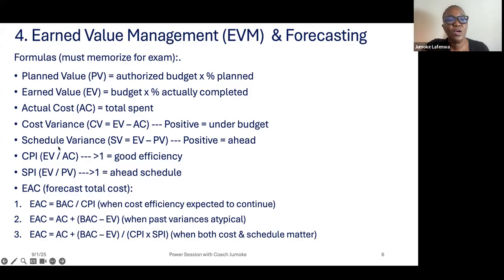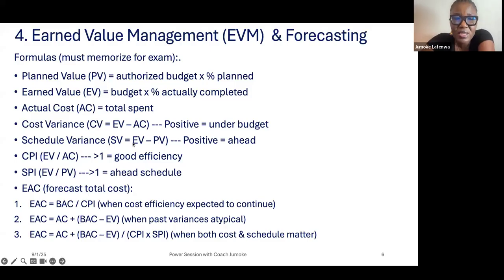If you have a positive schedule variance, what it means is, let me explain the cost variance first. You have earned value and you have actual cost. If it is positive, it means actual cost is smaller than the earned value. You are doing well. That's why if it's positive, you are under budget. Under budget means you are spending lower than you budgeted.